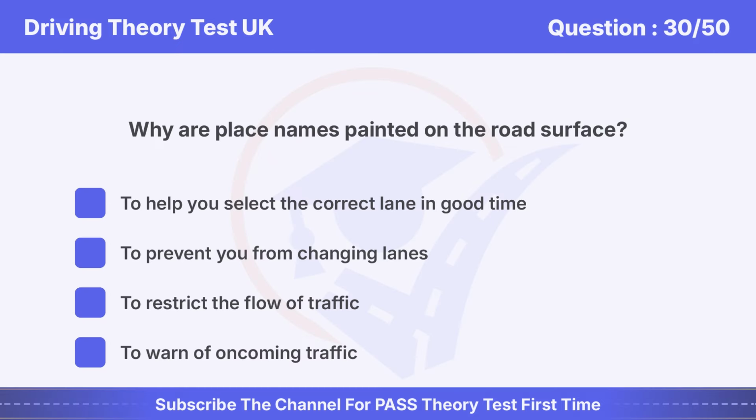Question 30. Why are place names painted on the road surface? Option A. To help you select the correct lane in good time. B. To prevent you from changing lanes. C. To restrict the flow of traffic. D. To warn of oncoming traffic.